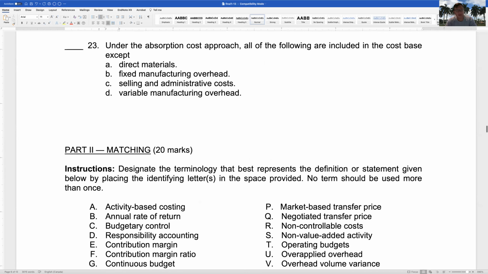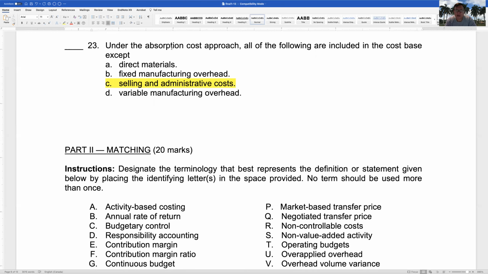And then 23, under the absorption cost approach, all of the following are included in the cost base except: direct materials, fixed manufacturing overhead, variable manufacturing overhead. So the only one is C, right? It's pretty obvious. Selling and admin costs are not product costs. They should not be included as part of production cost. But the materials, fixed and variable overhead are all included in the product cost under the absorption costing approach.